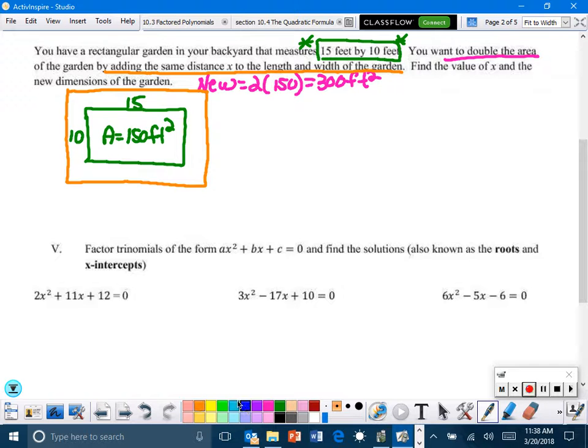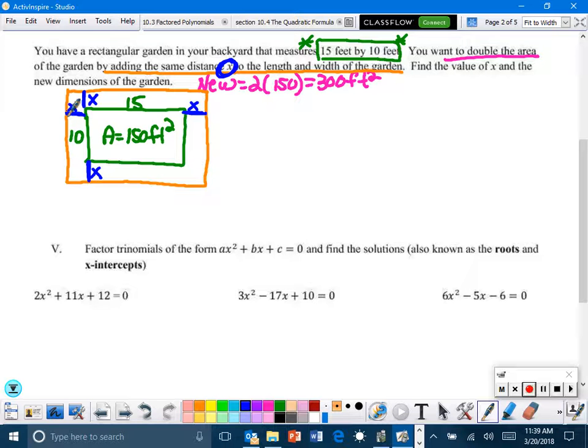All right, now it says I added the same distance x. Okay, so I don't know what that distance is. That's what I'm going to have to find. So that means this part, I'm going to start at the bottom. This part I added to it, that's x. I don't know what it is. Same with the top. That's going to be x. Well, on the sides, I also added x. So like this is x, and this is x.